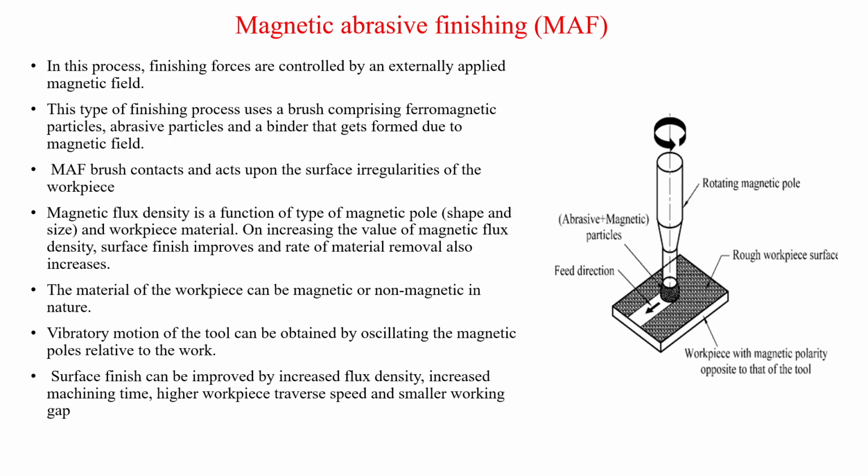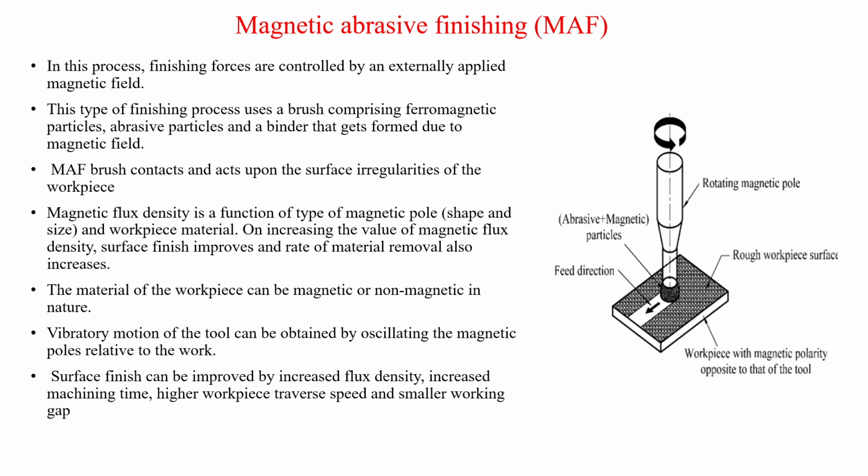In this finishing process, the forces are controlled by an externally applied magnetic field. The abrasives put on the workpiece are controlled by use of that field. There is a rotating magnetic pole which creates a magnetic field that is moved over the workpiece surface. This type of finishing process uses a brush comprising ferromagnetic particles, abrasive particles, and a binder that gets formed due to the magnetic field. This brush contacts and acts upon the surface irregularities of the workpiece.